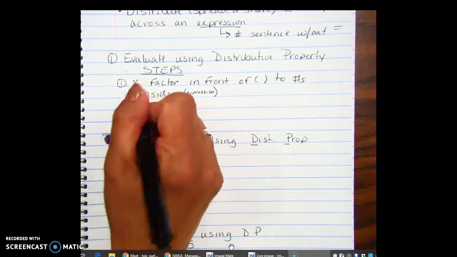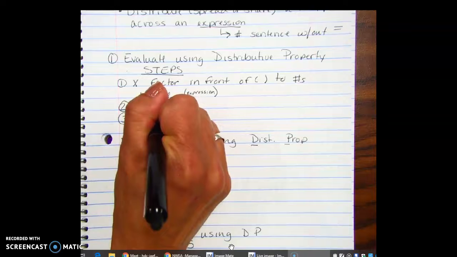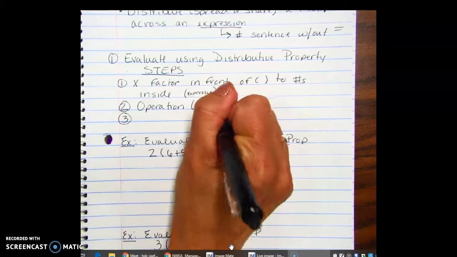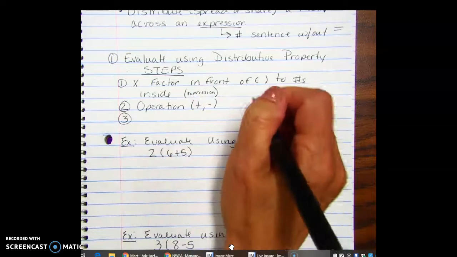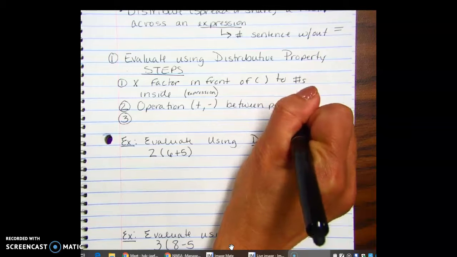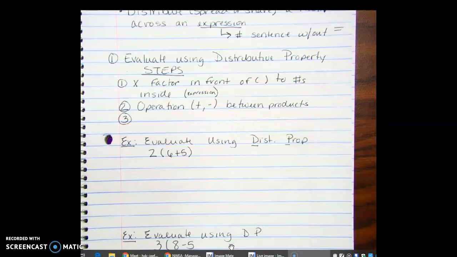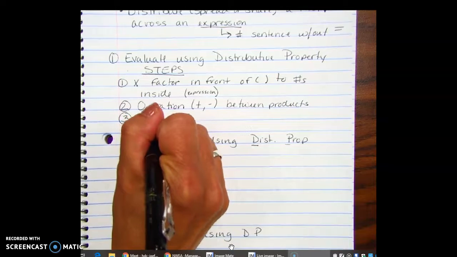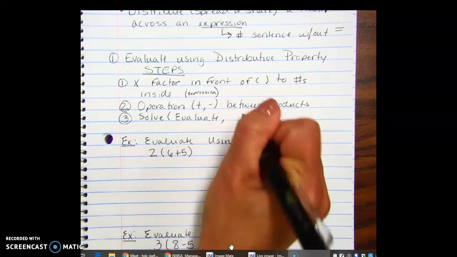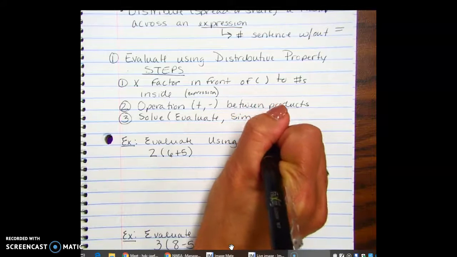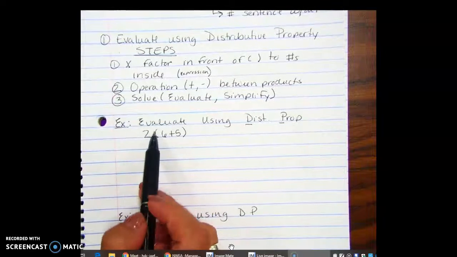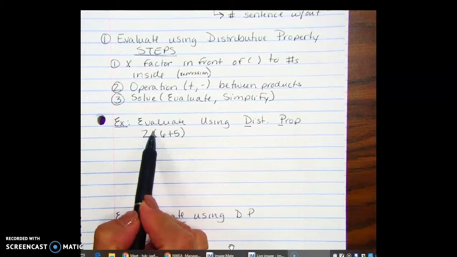The second one is to place your operation, which we're only working with adding or subtracting within the parentheses, between the products. And we create products with step 1. And step 3 is to solve. Solve is also called evaluating, so it might ask you to evaluate or even to simplify. Sometimes we see simplify with the distributive property.